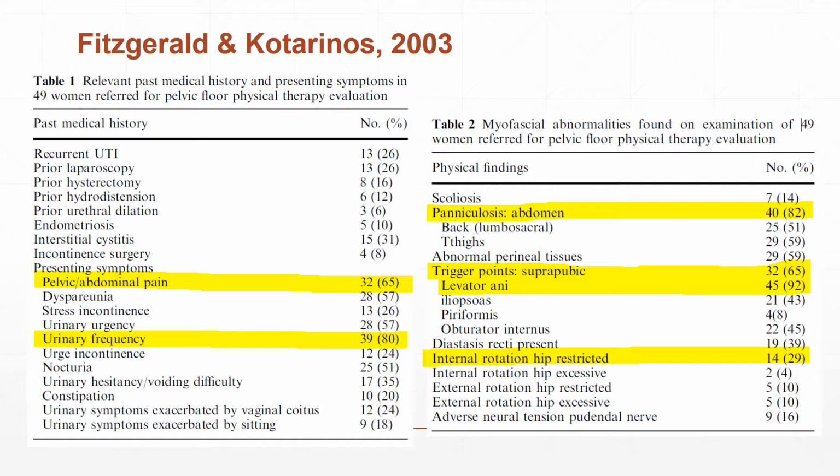This is just a study that surveyed 49 women with chronic pelvic pain, and they found that 80% of these women had urinary frequency, 65% of these women had pelvic or abdominal pain, and 92% of these patients had trigger points in the pelvic floor muscles in the levator ani layers. But also you have orthopedic presentations such as limited internal rotation. 29% of these patients had limited internal rotation as well. So this is just a pretty big list of things that you might find in a patient with chronic pelvic pain.